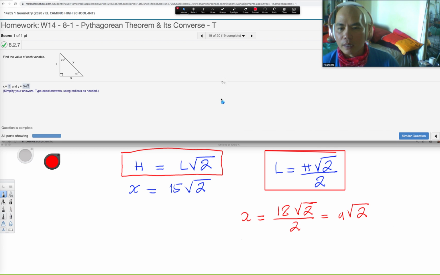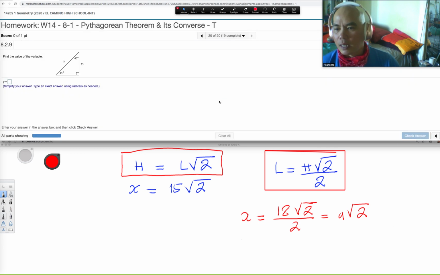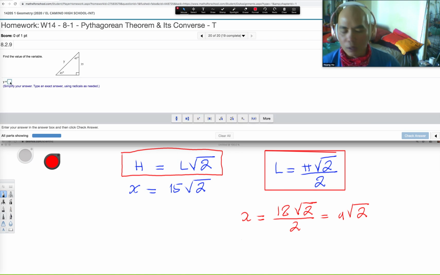Done. All right, this is my last question. Similarly, now you're looking for y, which is the hypotenuse. And they want the exact answer. You've got your leg 35, so hypotenuse y equals leg 35 times square root of 2.